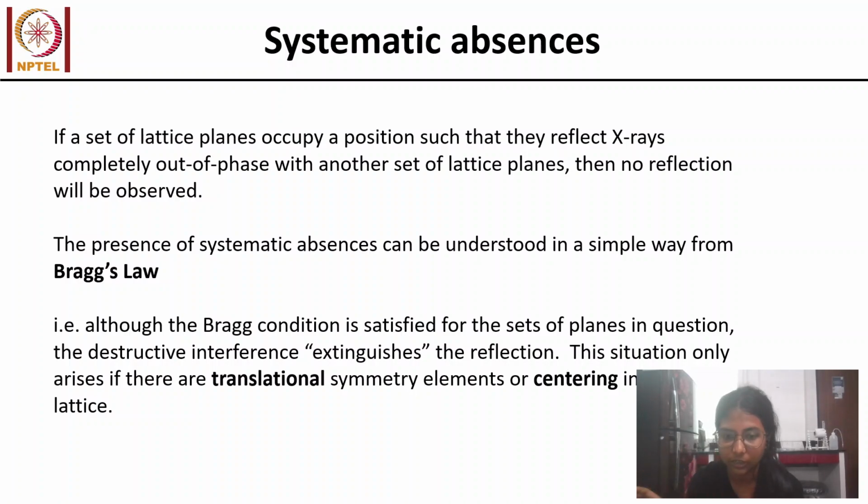Screw axis and glide planes contain translational symmetry components, right? So what is a glide? Glide means a mirror combined with some translation. Then what is a screw? Rotation combined with some translation. So when we have screw axis or glide planes, then also we get systematic absences. So the presence of translational symmetry elements or centering in the crystal lattice causes systematic absences.